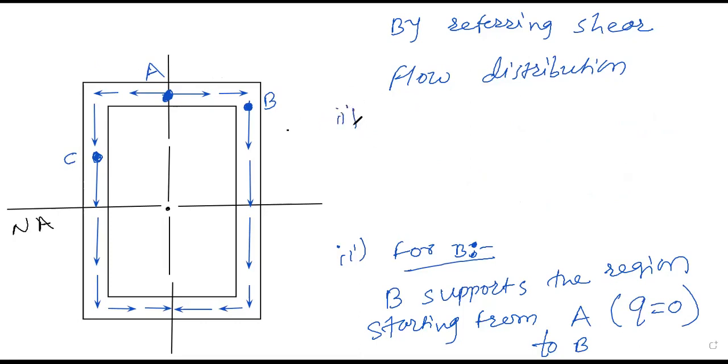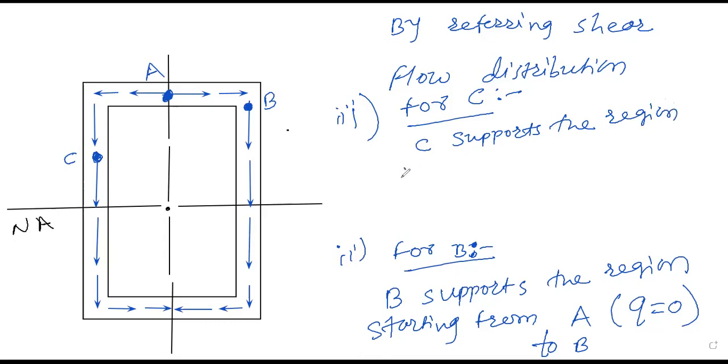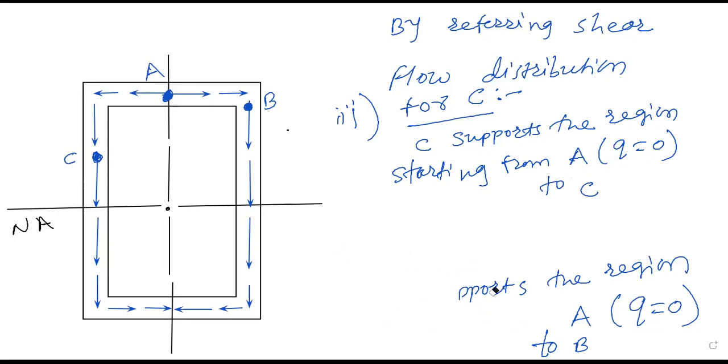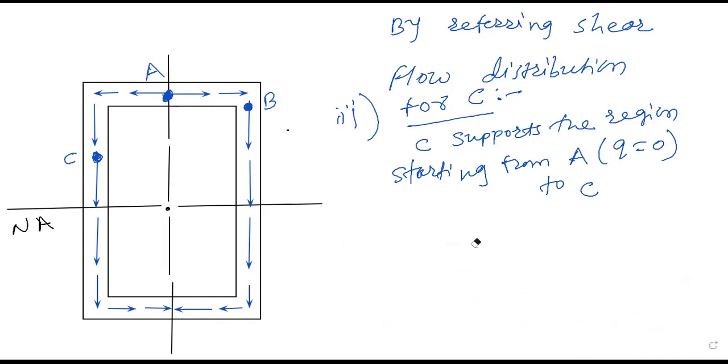Then third, for C. Again, C supports the region starting from A, where small q is equal to 0, to C. So now we will find capital QB and QC, because capital QA is 0.